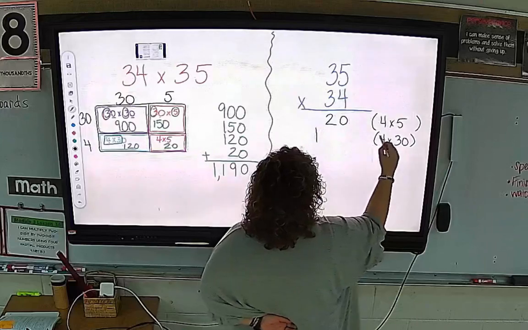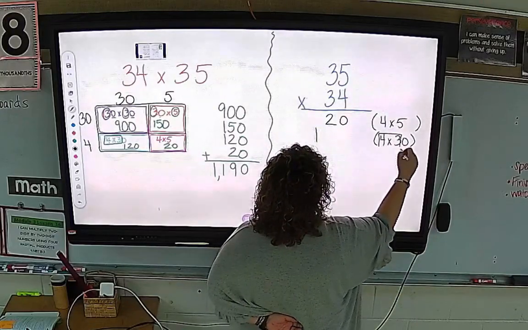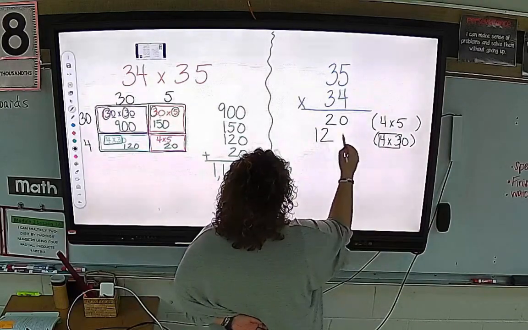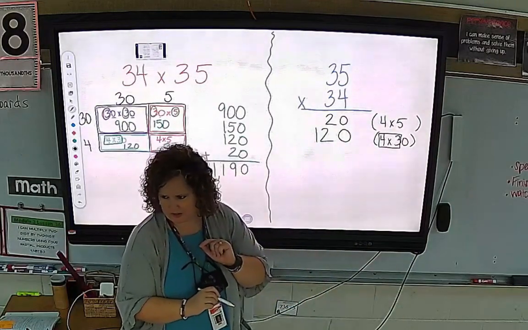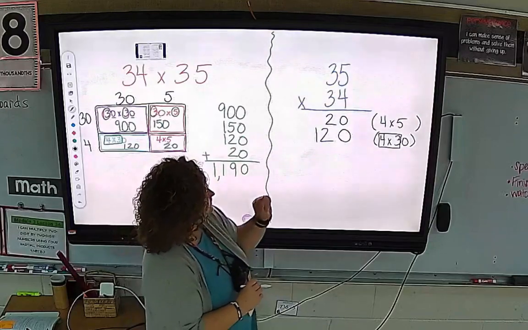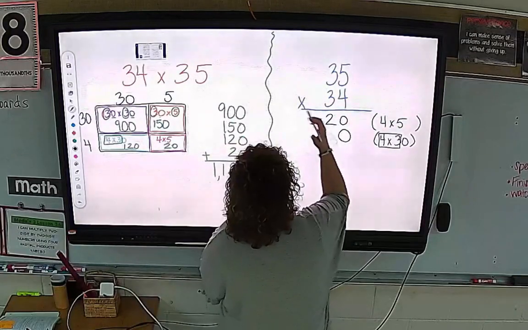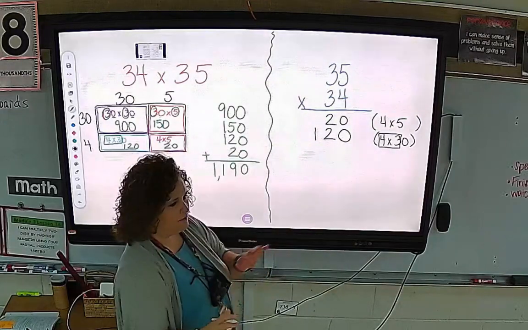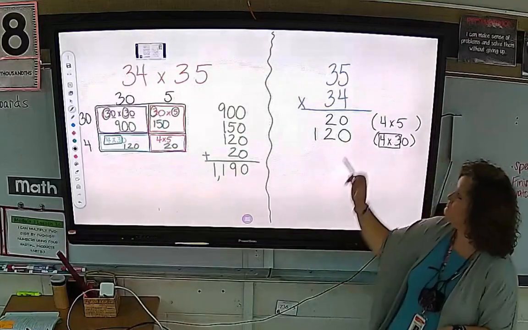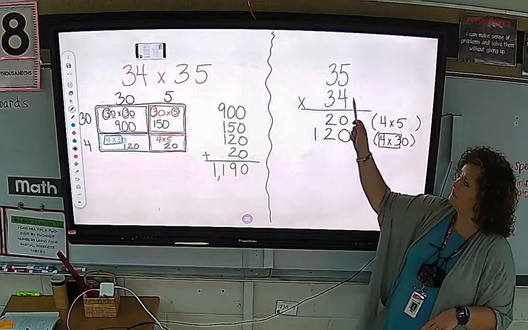4 times 30, and this is where you can easily sometimes put that box. 4 times 3 is 12, and 1 0. I almost moved my 2 over too much, didn't I? Can you see that? In fact, that's going to drive me crazy. There. Okay. Now, we're done with the bottom. We're done with the 4.